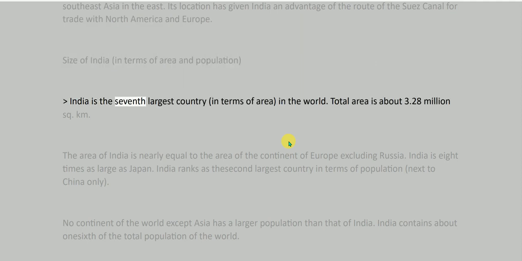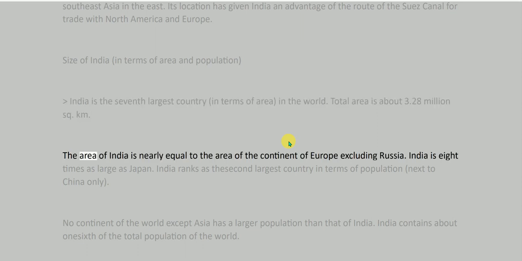Size of India, in terms of area and population. India is the 7th largest country, in terms of area, in the world. Total area is about 3.28 million sq kilometer. The area of India is nearly equal to the area of the continent of Europe excluding Russia. India is 8 times as large as Japan.